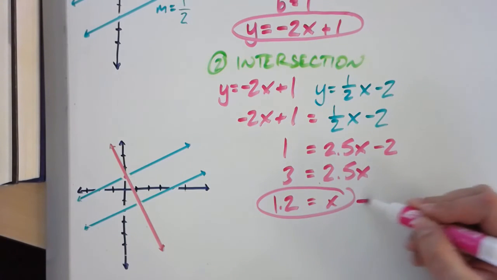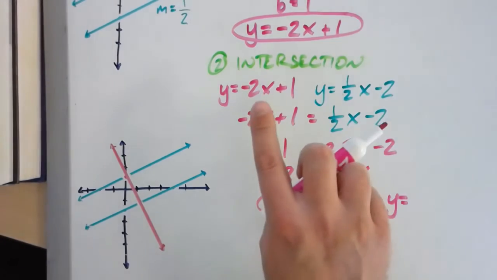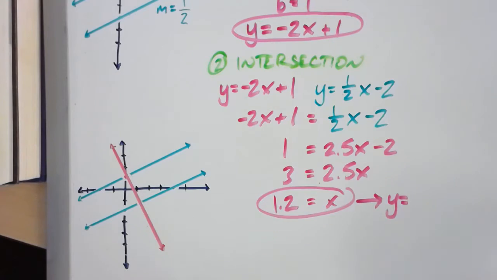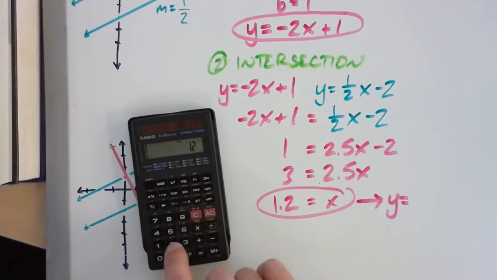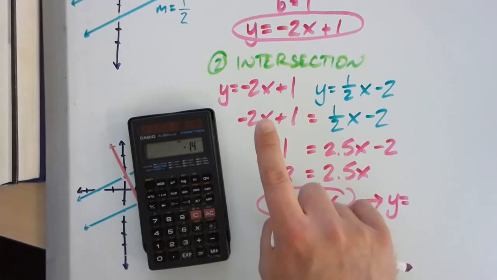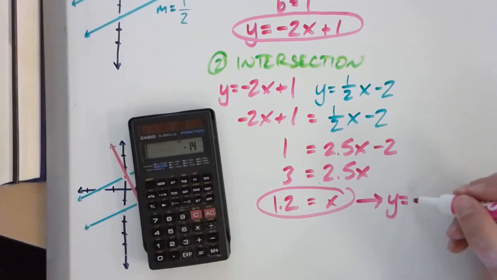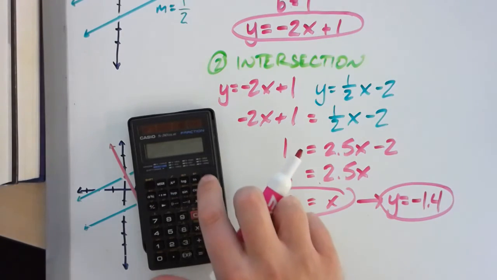Now, how do I find the y counterpart? By plugging this value back into either of these equations. Just because it's nice whole numbers, let's plug it back into this one. So 1.2 times negative 2, and again, don't feel like you have to do it in your head. 1.2 times negative 2 gives me negative 2.4. Now I'd add 1, negative 1.4. So after plugging in 1.2 into this equation, it spits out negative 1.4. That's the y counterpart, or the y half of that coordinate. And now I have my coordinate point.